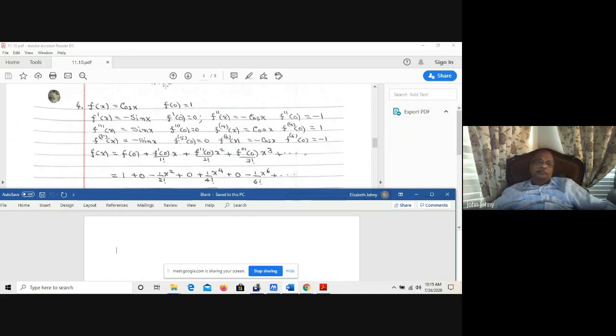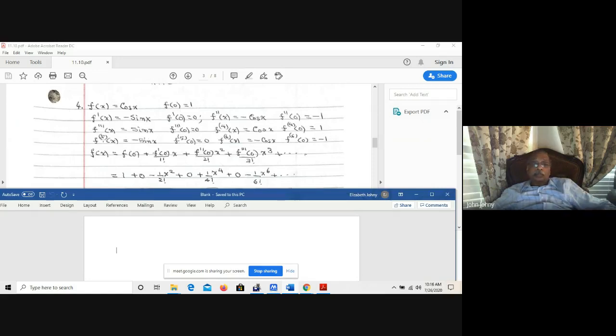Same process. f of 0 is equal to cos 0, that's 1. f prime of x is negative sin x, so f prime of 0 is 0. f double prime of x is negative cos x, so f double prime of 0 is negative cos 0, that's negative 1. f triple prime of x is equal to sin x, so f triple prime of 0 is 0. The fourth derivative is cos x, the derivative of sin x is cos x. So the fourth derivative at x equals 0 is 1.